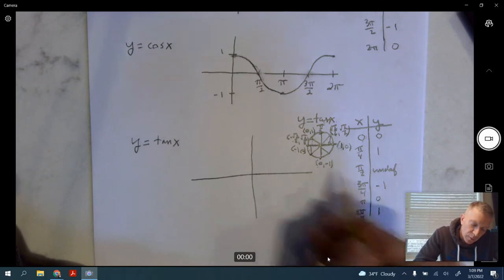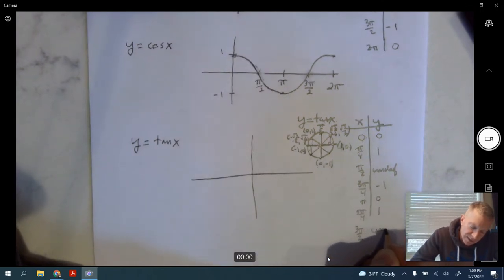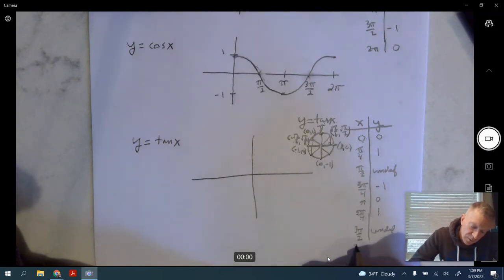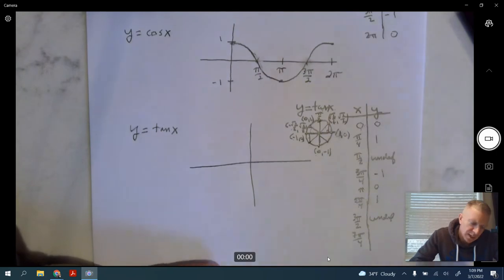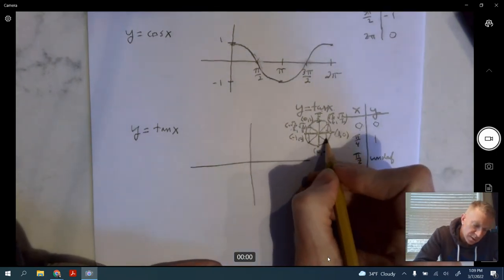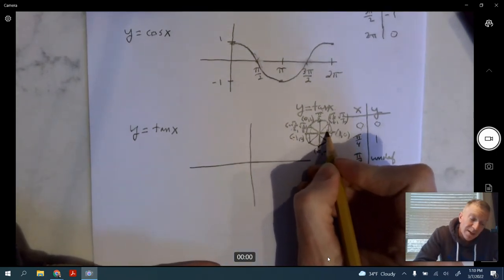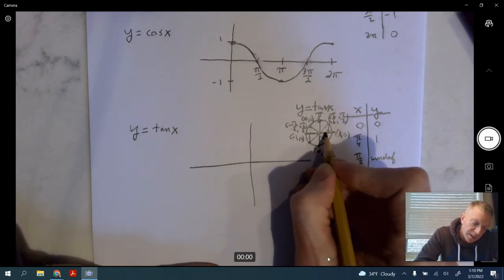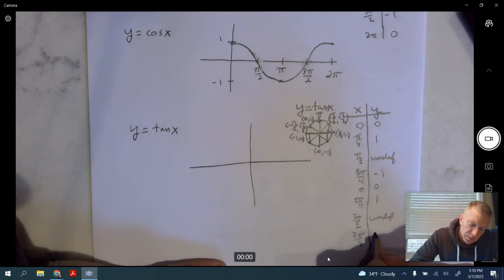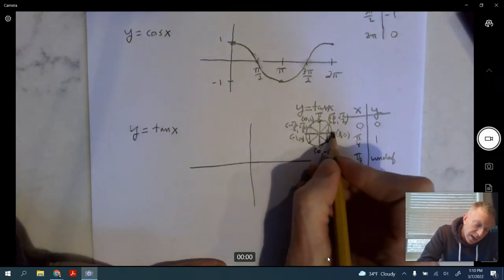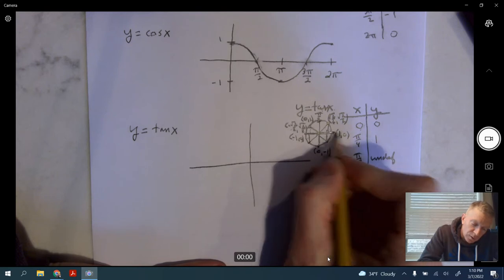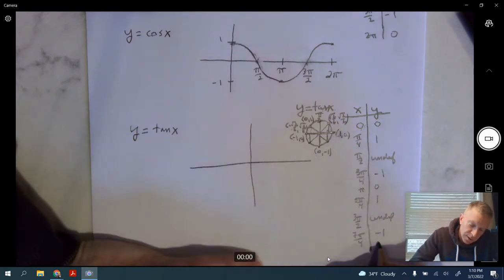y over x, negative 1 over 0, that's undefined. And then over here at 7 pi over 4, your tangent of 7 pi over 4, that's going to be rad 2 over 2 comma negative rad 2 over 2. So negative rad 2 over 2, the y divided by the x, over positive rad 2 over 2 gives you a negative 1. And then back to this angle of 0 or 2 pi, y over x is going to be 0.